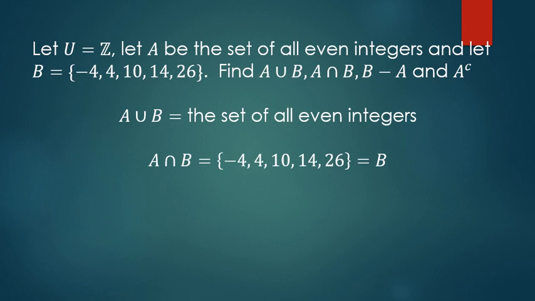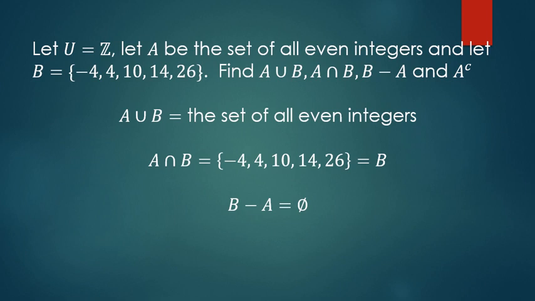Next up, the difference set, B minus A. All the things that are in B that are also not in A. Well, again, everything that is in B is also in A. -4, which is in B, is in A. Same thing with 4, 10, 14, and 26. So by definition, there are no elements that are in B and not in A. So therefore, by definition, the difference here, B minus A, is going to be the null set or the empty set.